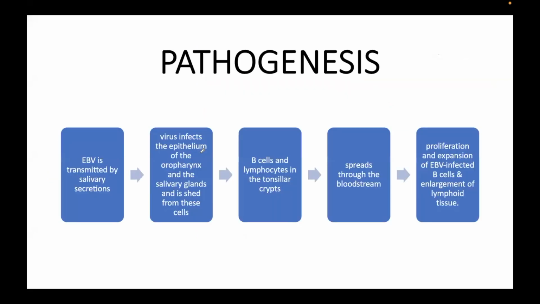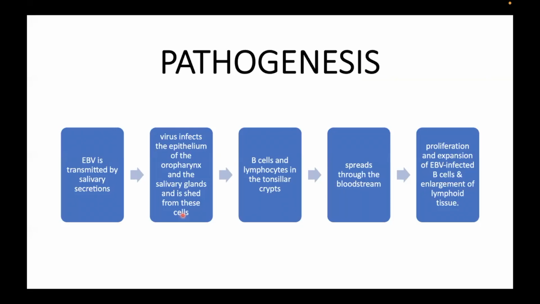Now, for the pathogenesis, Epstein-Barr virus is transmitted by salivary secretions. The virus would infect the oropharynx as well as the salivary glands, and it is from the salivary glands where the virus will be shed. That's why it's through kissing, the transmission.